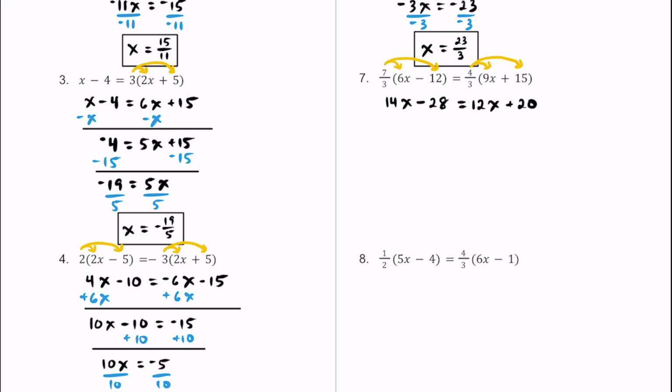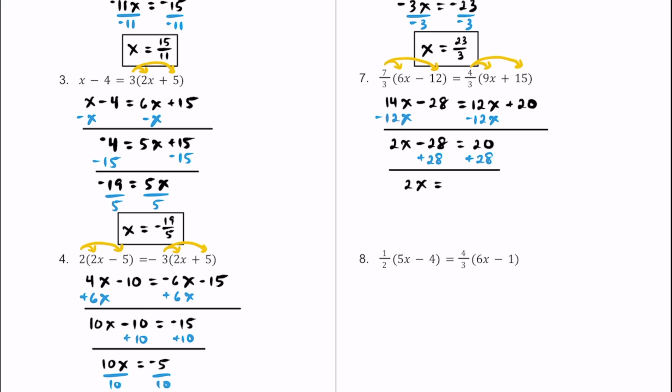Next, let's go ahead and get our terms together. I'm going to go ahead and subtract 12x from both sides of the equation. 14x minus 12x is going to be a positive 2x, minus 28 is equal to a positive 20 on the right side. Then we can go ahead and add 28 and add 28 on both sides of the equation. When we do that, we're just going to have 2x left on the left side, and 20 plus 28 is going to be 48 along the right side.